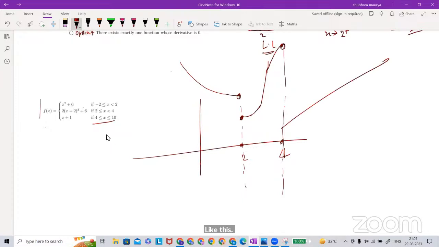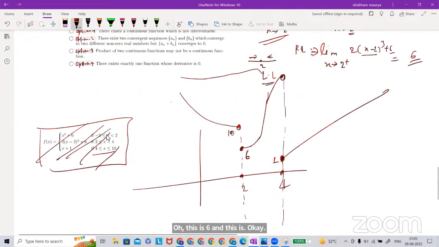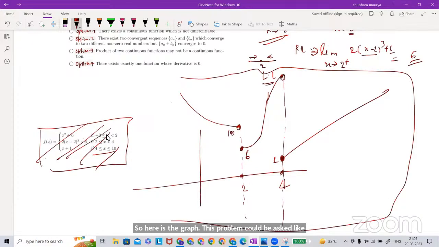Suppose you can erase this one, and then the problem is asked like this. Here it will be solid. Solid means the function output is actually getting here. This is 6, and this is 10. So here is the graph. This problem could be asked like this also. Very similar problem, even with the graph.